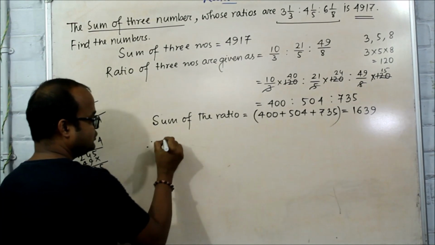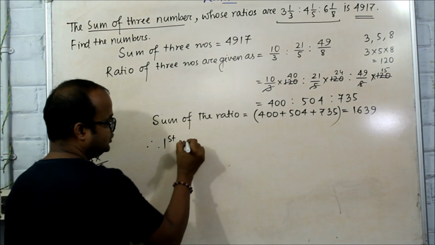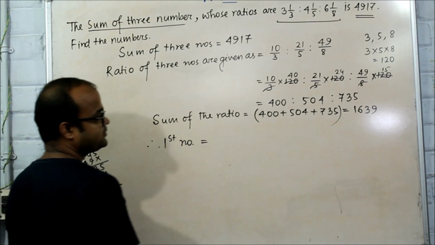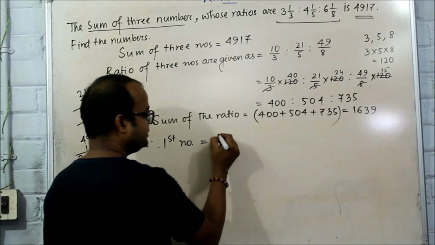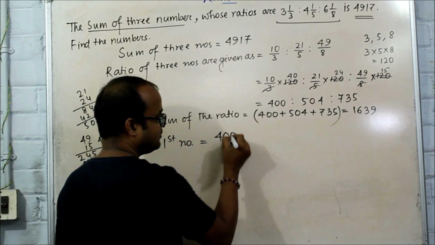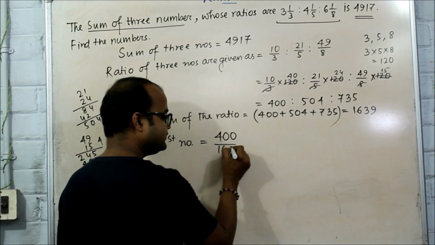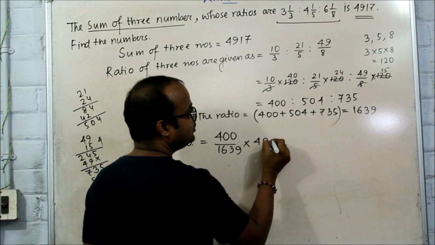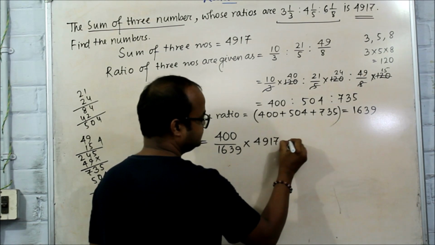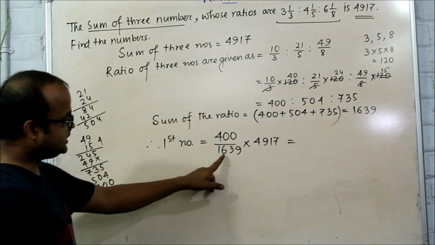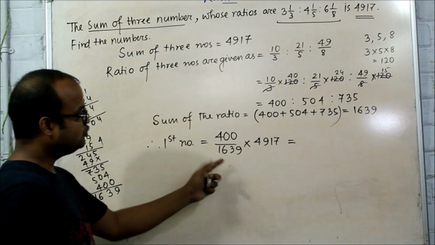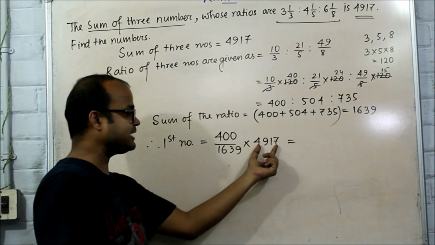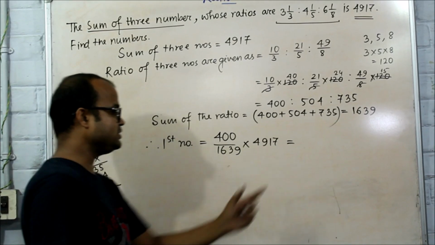Therefore, the first number is equal to 400 by 1639 multiplied by the sum 4917. Now check whether 1639 directly cancels 4917 or not.